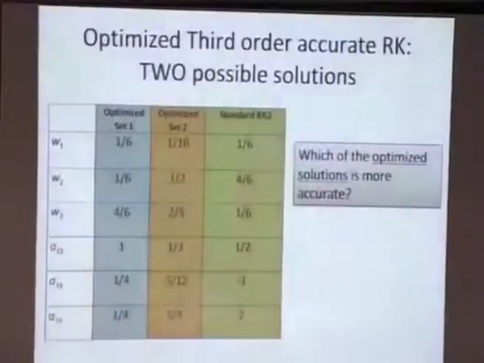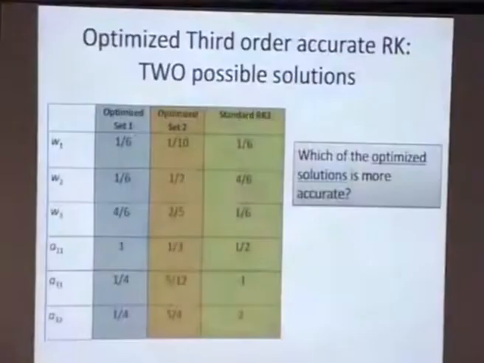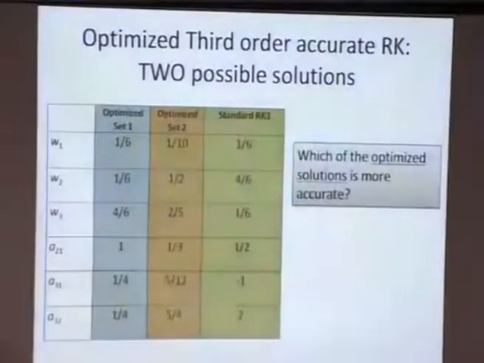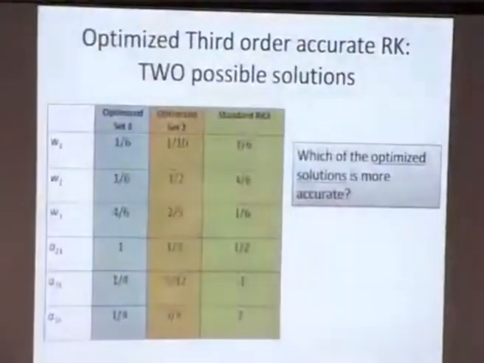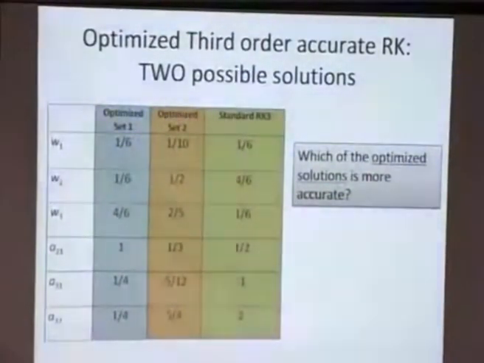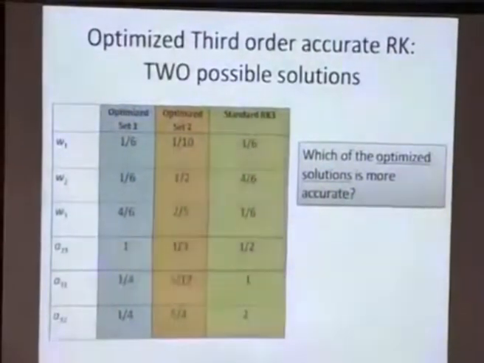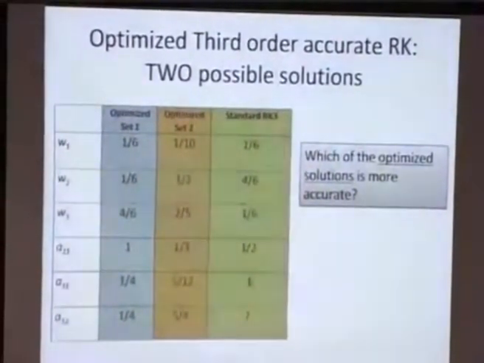Firstly, when you solve the set of equations, you get 4 equations from equating the orders of h, h square and h cube. And you have 6 unknowns, which are on the left panel, W1 to W3 and A21, A31 and A32. And therefore, the system is not closed. To uniquely solve for all these unknowns, we require 2 more equations. So these 2 equations were obtained from optimizing the truncation error.